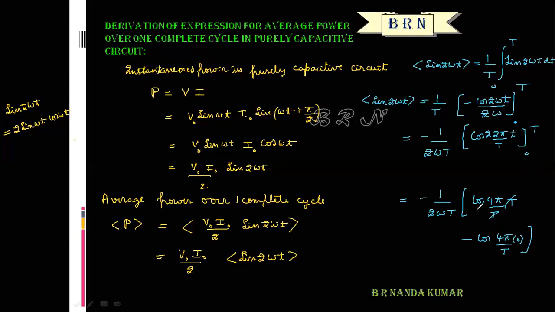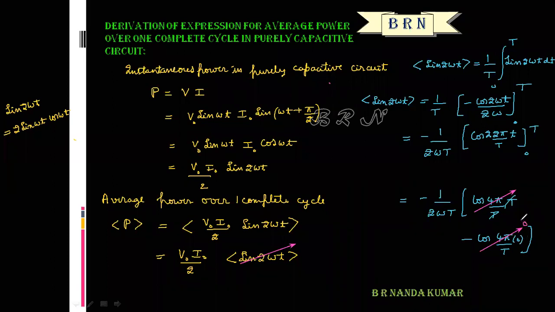Cos 0 is, what is the value of cos 0? Cos 0 is 1. Cos of even multiples of pi is also 1. So 1 minus 1 is 0, and 0 into anything is 0. So the average of sine 2 omega t is 0.